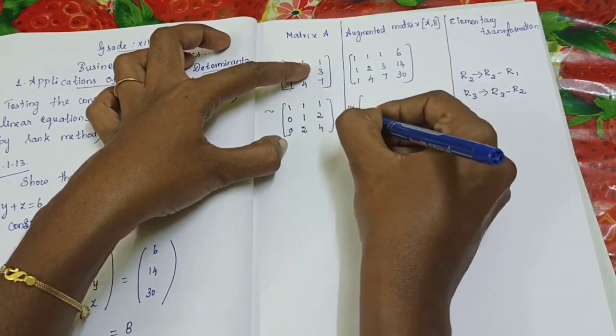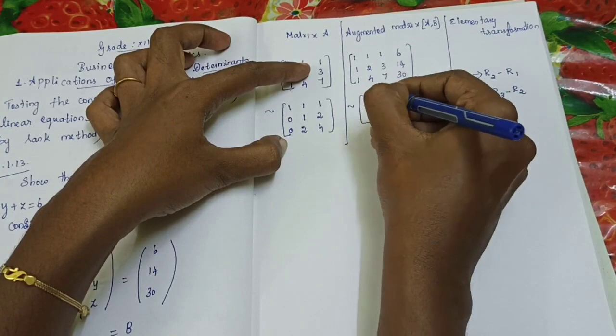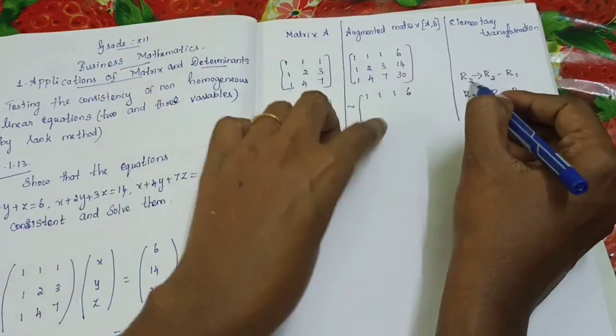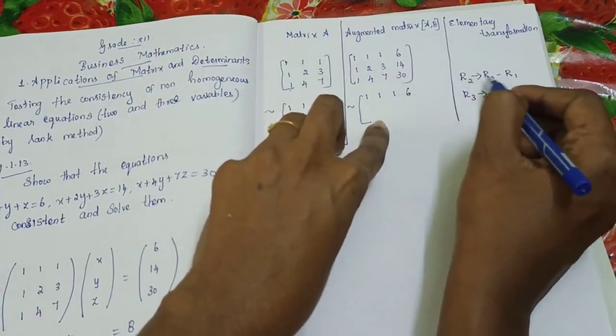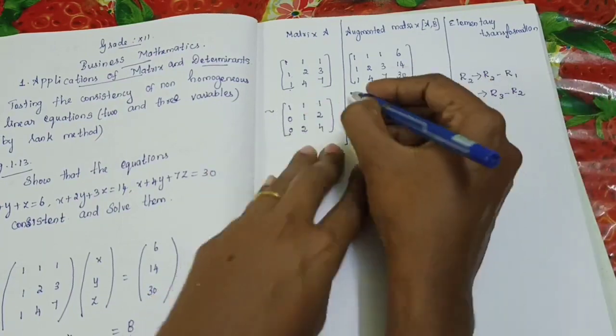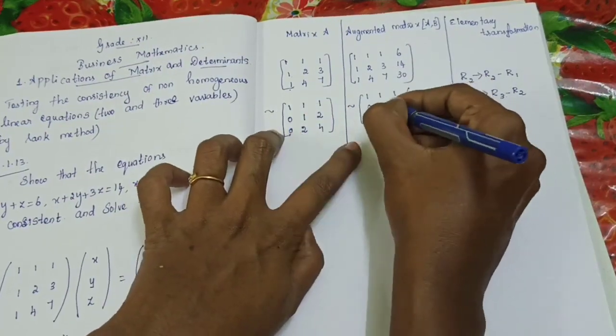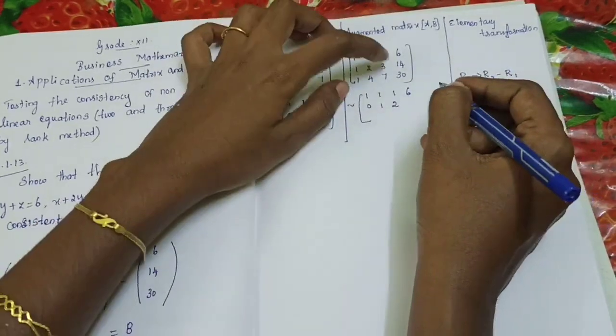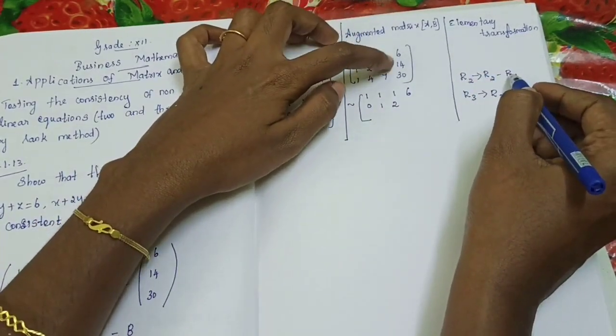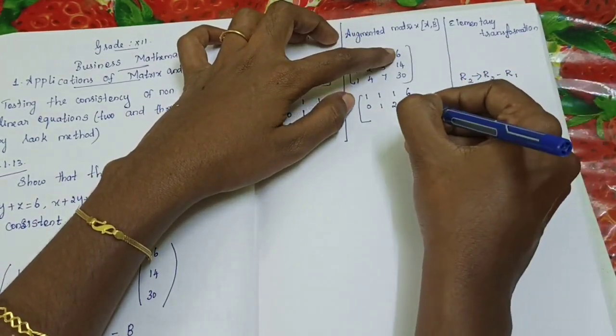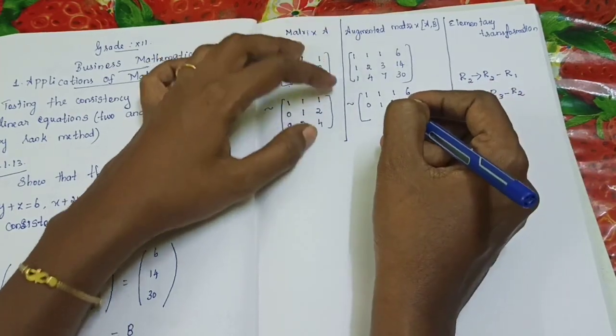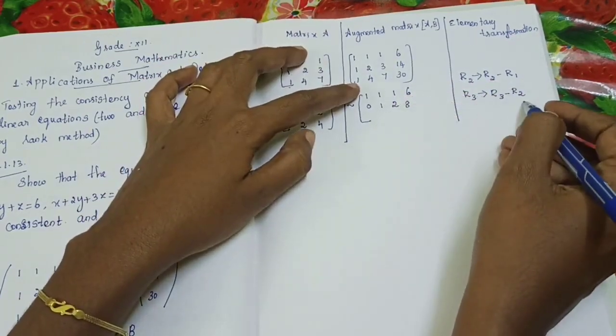The same thing you need to apply here also. So first row, there is no change. Second row, how do you need to change? R2 implies R2 minus R1. So the first three entries are the same: 0, 1, 2. So R2 minus R1: 14 minus 6, how much will you get? 8. Yes.